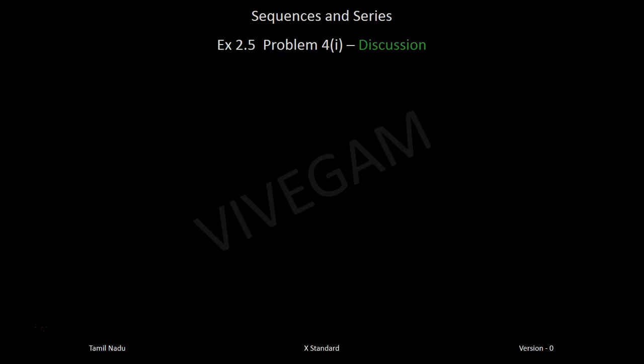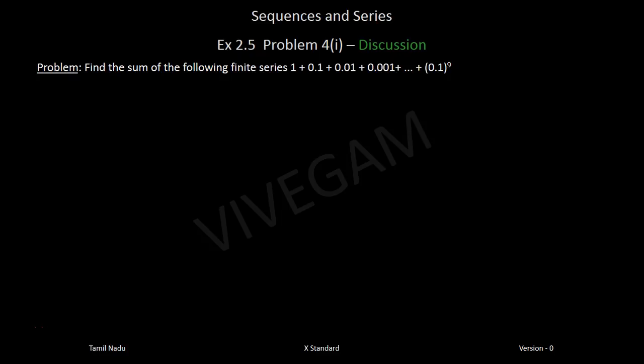Exercise 2.5, problem 4, subdivision 1, discussion. Find the sum of the following finite series: 1 plus 0.1 plus 0.01 plus 0.001 plus up to 0.1 to the power of 9. Okay, let's mark.